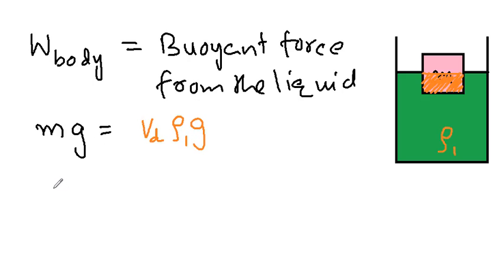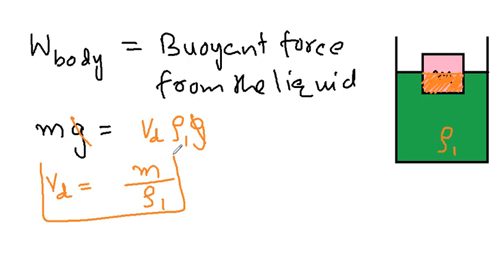From this, can you calculate the displaced volume? Yeah, g cancels. So displaced volume will be mass of the body divided by density of the liquid. Keep this in mind. Displaced volume is equal to mass of the body divided by density of the liquid, which is taken as ρ1.